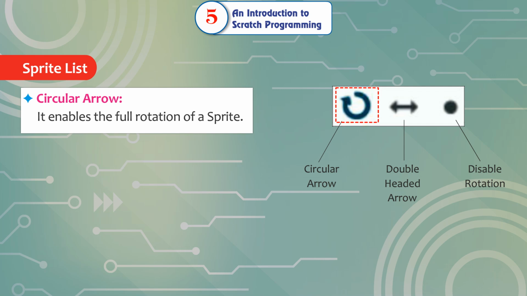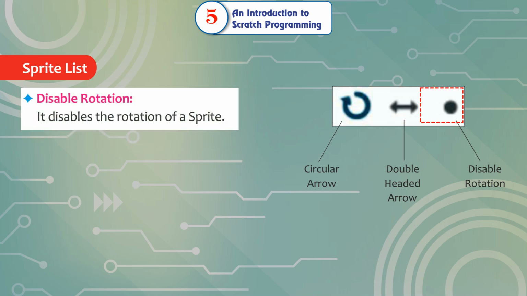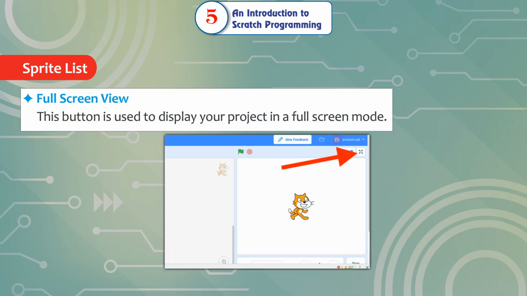Circular arrow. It enables the full rotation of a sprite. Double-headed arrow. It enables the two-side facing of a sprite, that is left or right. Disable rotation. It disables the rotation of a sprite. Full screen view. This button is used to display your project in a full screen mode.